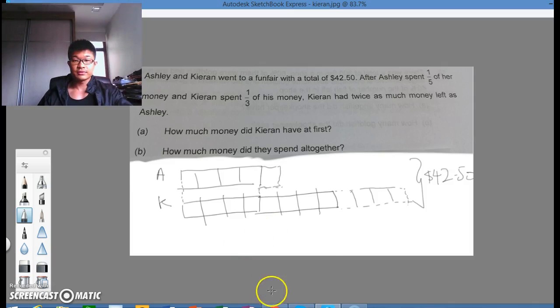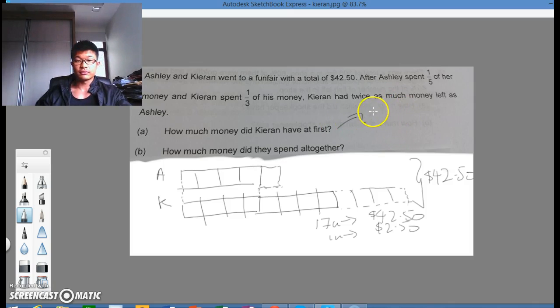So I just get down to the mechanics behind it. 17 units is $42.50. 1 unit is $2.50. So part A, they're asking you, I got no space, so I'll do it here. Part A, how much money did Kieran have at first? Kieran had 12 units. 12 units will be $30.